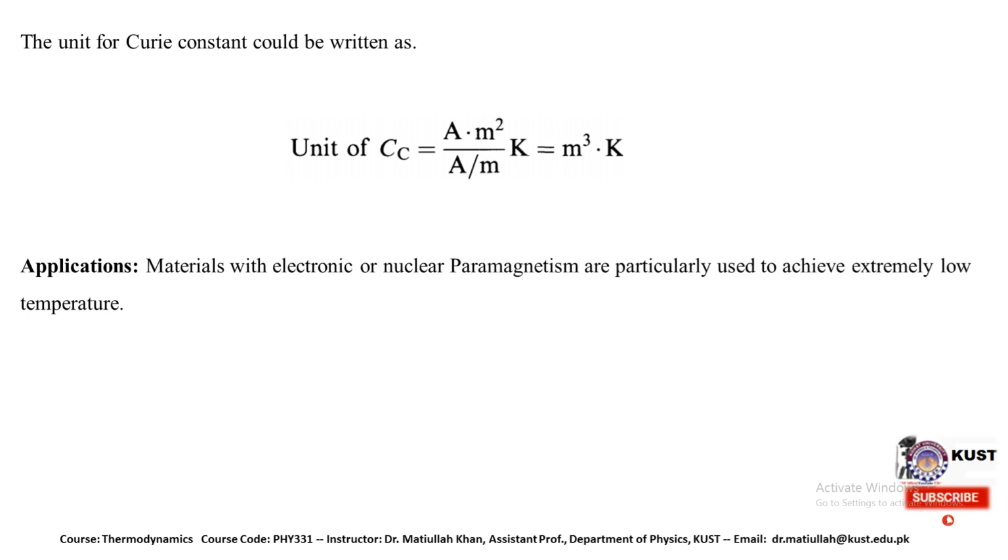So paramagnetic materials have very nice applications, and some materials that have electronic or nuclear paramagnetism are particularly used to achieve extremely low temperature. Actually, how we can achieve low temperature is not part of our lecture discussion, but anyhow it is a very interesting application, and when the time comes we can discuss and elaborate a wide range of applications of paramagnetic materials.